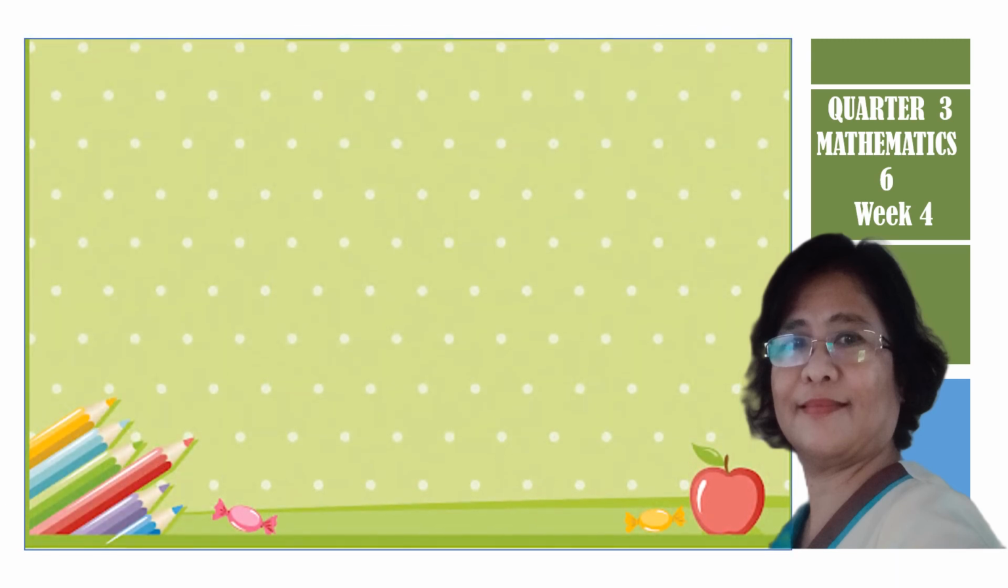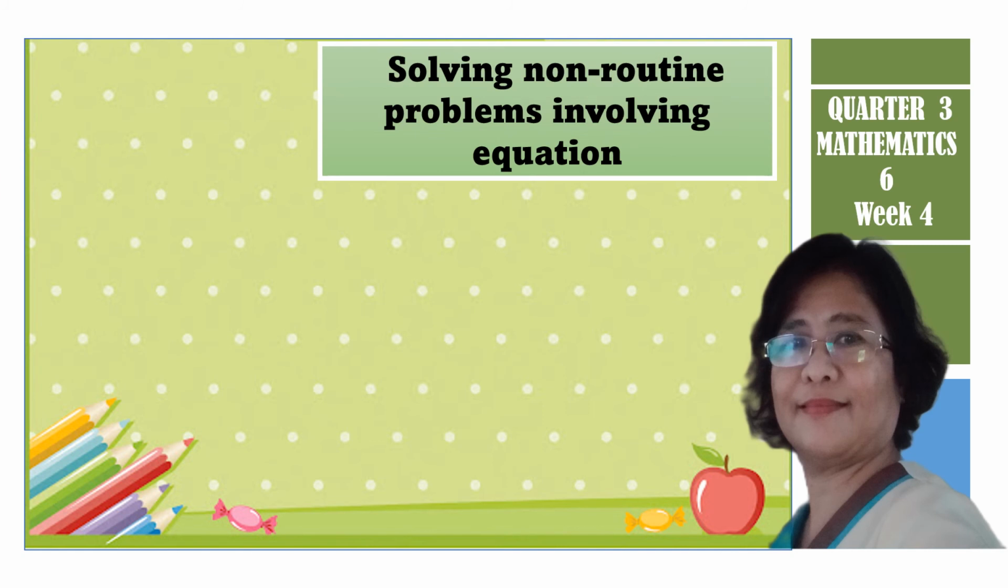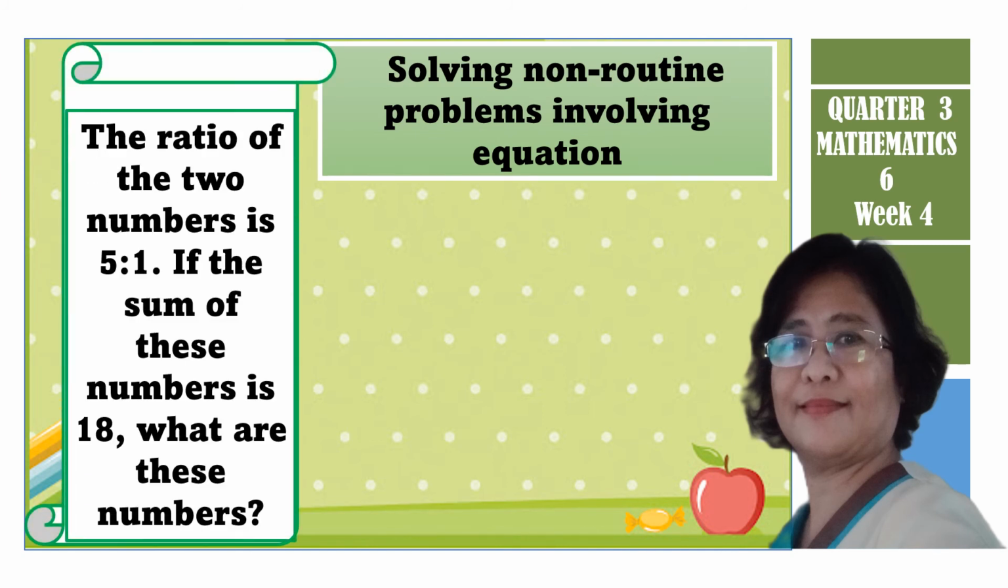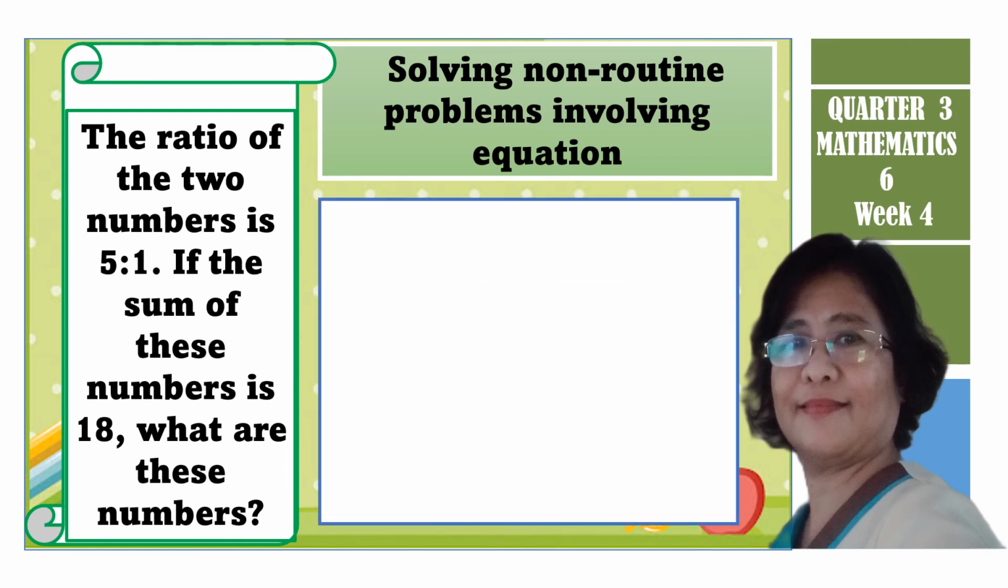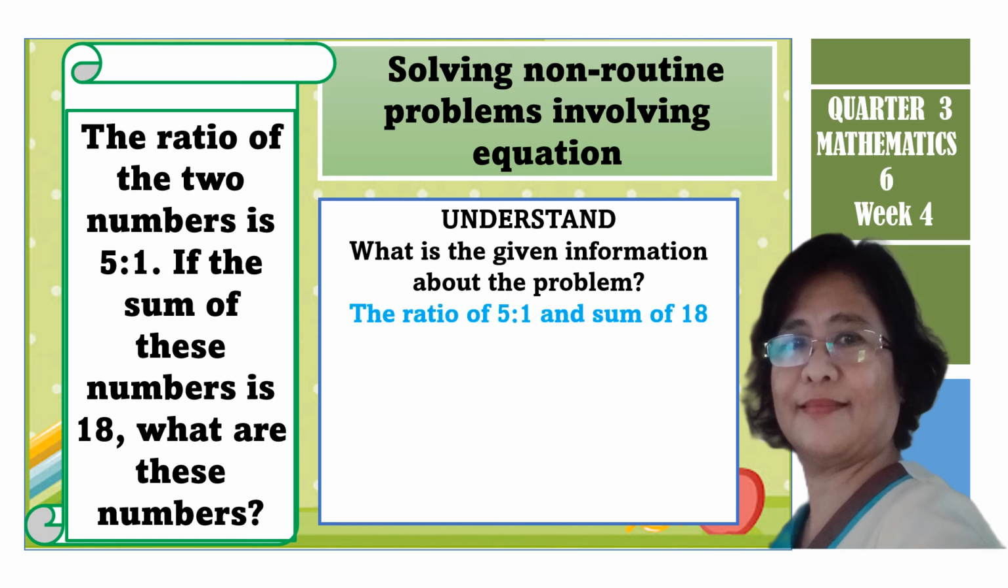Now let us solve another non-routine word problem. The problem is: the ratio of two numbers is 5:1. If the sum of these numbers is 18, what are these numbers? Let us now understand the problem. The given information in the problem is the ratio of 5:1 and the sum of 18.